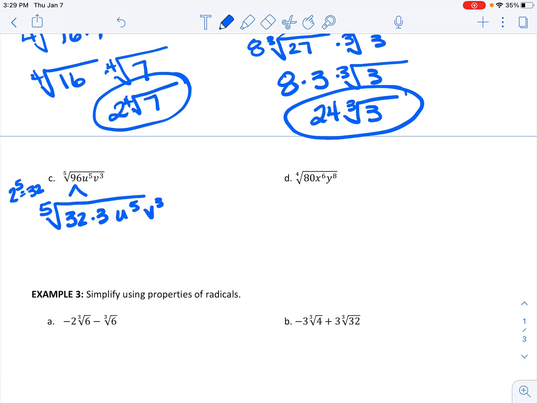Now, remember from yesterday's lesson that the exponent goes on top and the radical goes on the bottom. If I do this, can I simplify 5 divided by 5? I certainly can. That's 1.